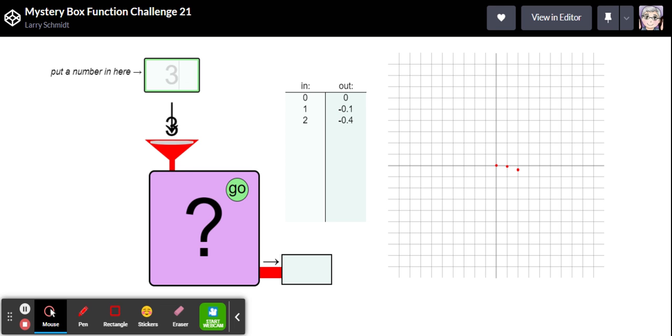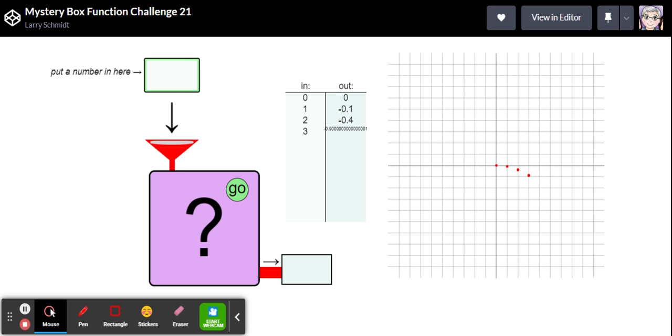Let's try 3. And I'm sure that's a negative 0.9. Sometimes with the math that is done by computers, you get these very small errors, so I would read this as negative 0.9. And this definitely looks like a curve. My only question is, is it symmetrical across the y-axis? Because I think that would give us a big clue.